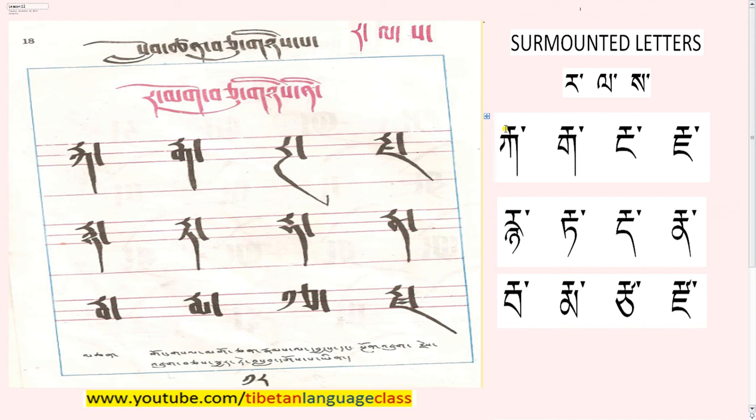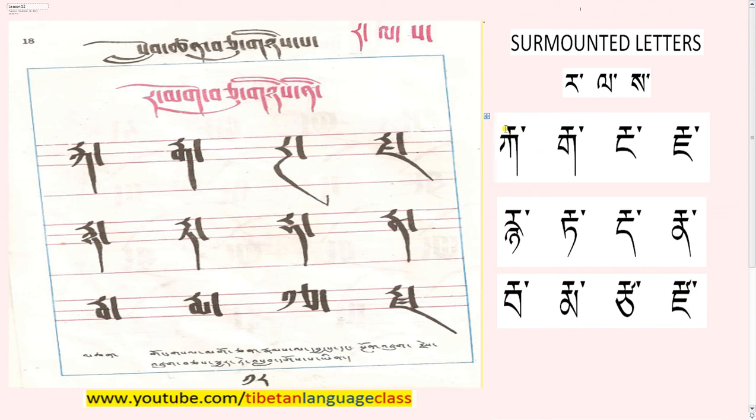This is how you would read it: Ra Gapta Ka, Ra Gapta Ga, Ra Ngapta Nga, Ra Japta Ja, Ra Nyapta Nya, Ra Tapta Ta, Ra Tapta Da, Ra Napta Na, Ra Bapta Ba, Ra Mapta Ma, Ra Zapta Za, and finally Ra Zapta Za.